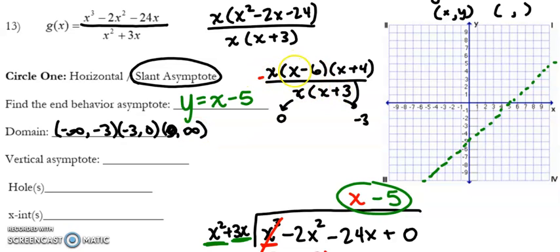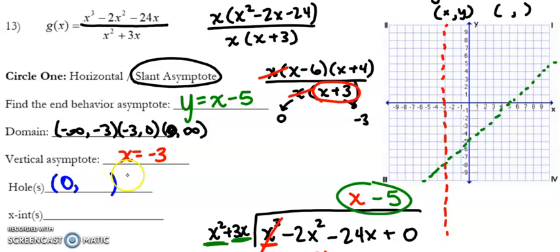My vertical asymptote is the part that won't cancel out. So I'm going to have a vertical asymptote at x equals negative 3. That's a problem that I cannot get rid of. There's my vertical asymptote. I could get rid of the problem at 0. So there's a hole at 0 comma something. Remember, you plug 0 into your simplified version to find where that hole is. If you plug in 0, you end up with negative 8. So I've got a hole at 0, negative 8.